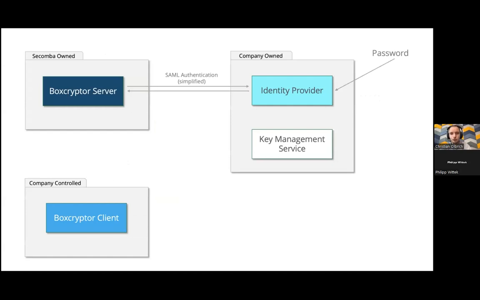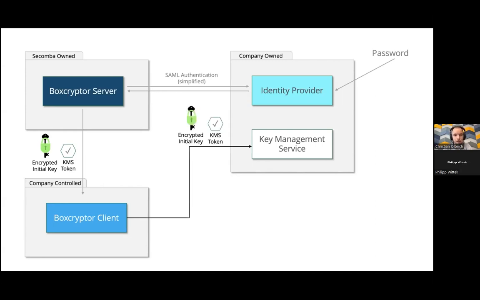So this component fits into the company-owned realm, and the process would now look as follows. We need an authentication to the key management service. Let's just assume for a second this is not yet the final solution, that the Boxcryptor service serves this KMS token for the access to the key management service and serves an encrypted initial key. The Boxcryptor client would then be able to forward that request to the key management service.